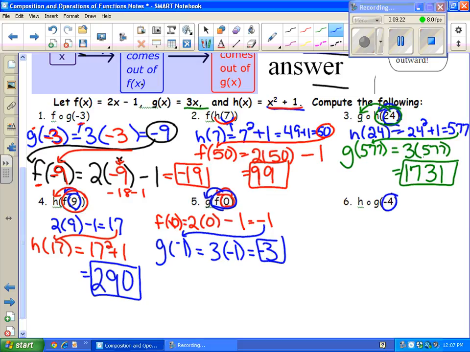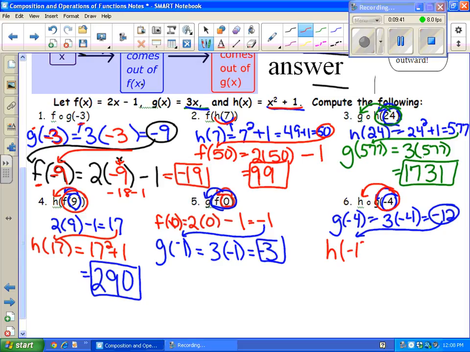G's got a negative 4. Negative 4 is going to go into the G function first. So the G function at negative 4, the G function is 3 times x, so it's going to be 3 times negative 4. I get negative 12. Now I'm going to put negative 12 where? Into the H function. So take the answer, go into H. So H of negative 12.